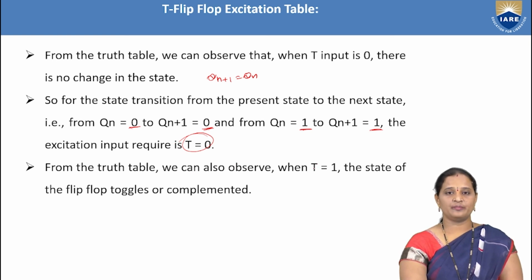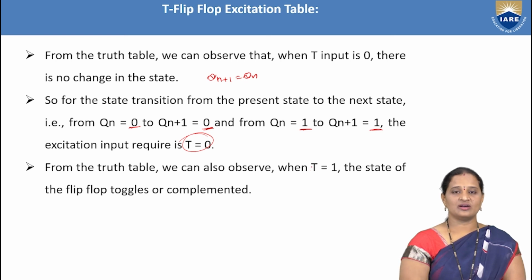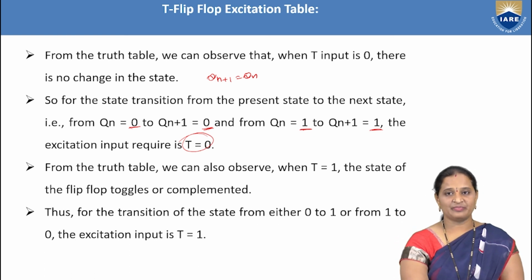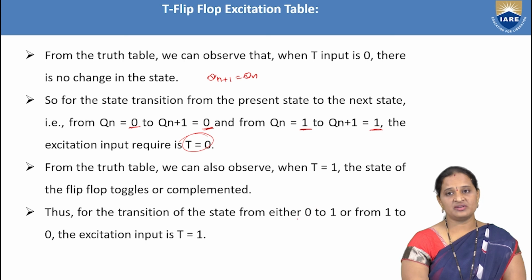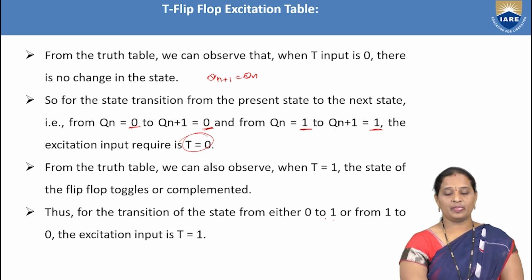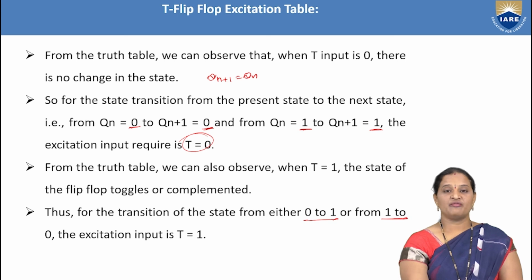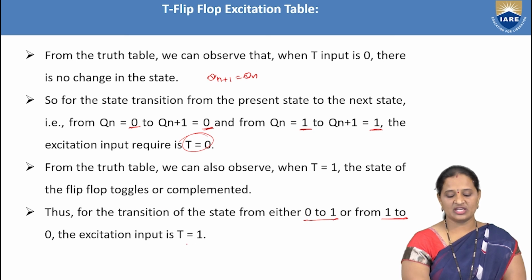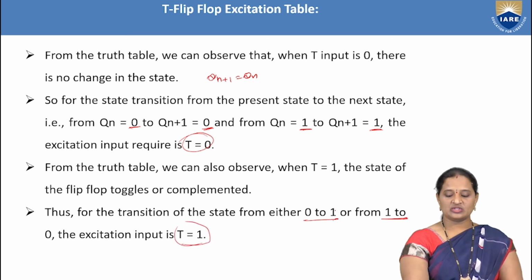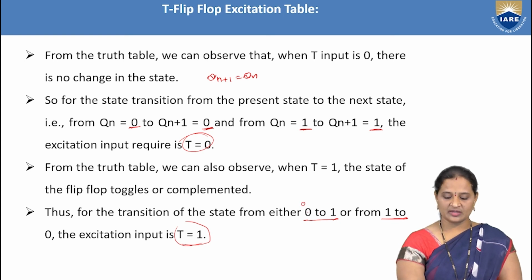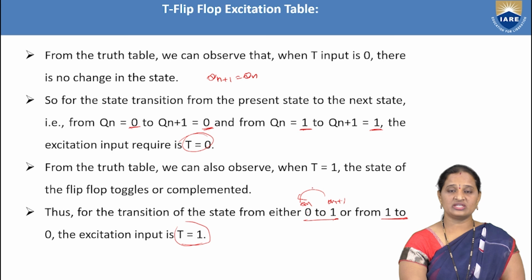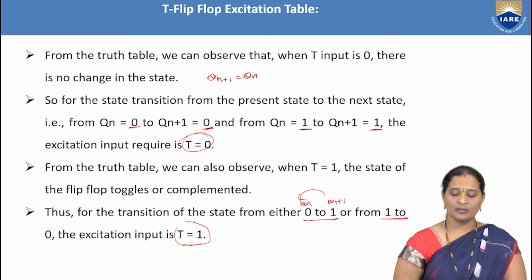Similarly, we can also observe one more thing. When T is equal to 1, the present state is complemented. That means the next state is a complement of present state. Hence, to have a transition from present state 0 to 1 or from 1 to 0, we need to apply the input to the toggle flip-flop, that is T input, T must be equal to 1. So that is 0 to 1. That means it is Qn, whereas this is Qn plus 1, where both are complements of each other. That means Qn plus 1 is a complement of present state. This can happen only when the toggle input is equal to 1.